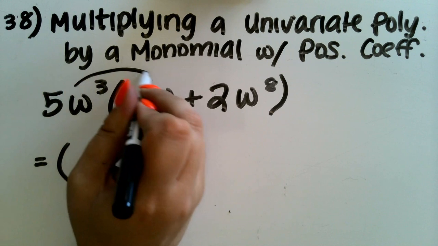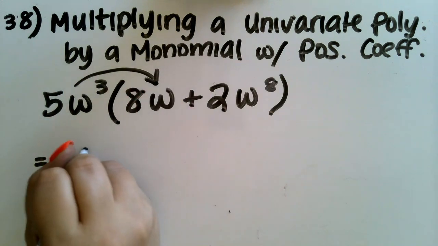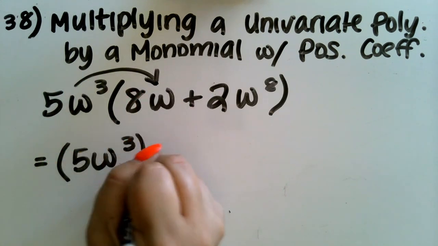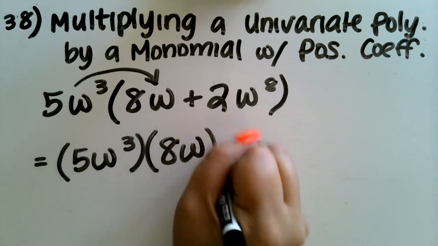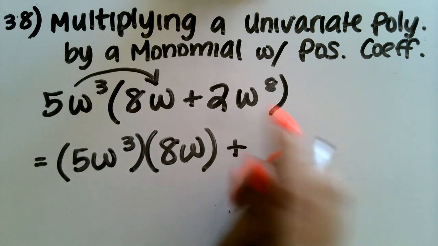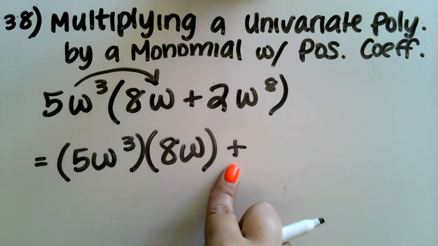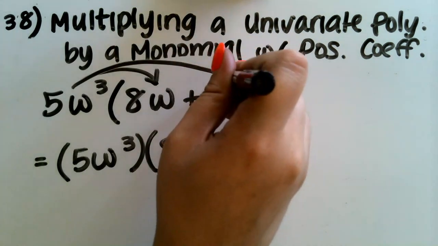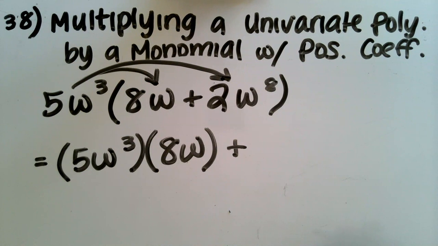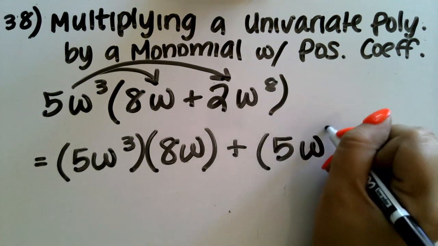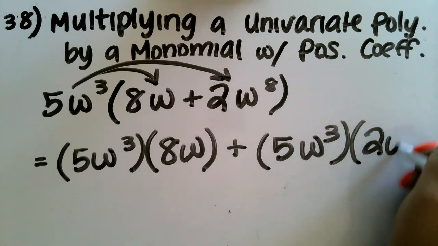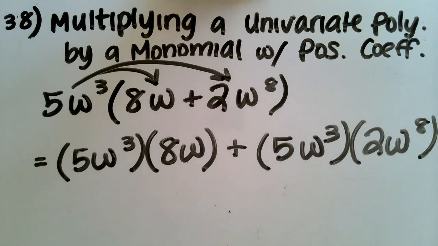First distribution, we're going to multiply in first that 5w to the third times our first term inside of that parentheses of 8w. Then bring down that plus sign from inside our parentheses. And I'm going to distribute in that second part now. 5w to the third times 2w to the 8th. And then we treat the rest of it exactly the same. Let's jump into this first part.